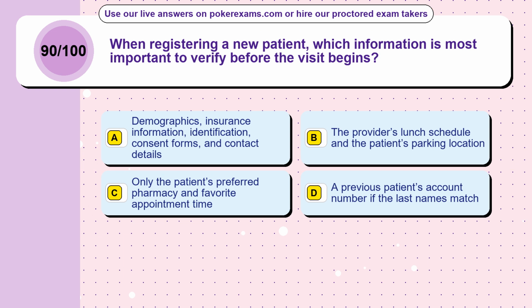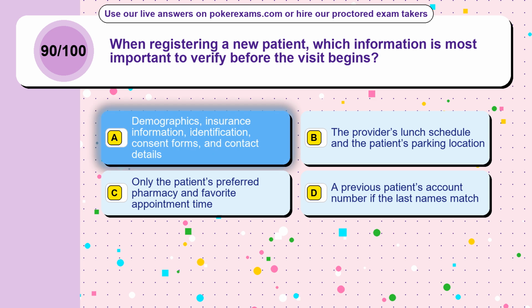Question 90. When registering a new patient, which information is most important to verify before the visit begins? Option A. Demographics, insurance information, identification, consent forms, and contact details. Option B. The provider's lunch schedule and the patient's parking location. Option C. Only the patient's preferred pharmacy and favorite appointment time. Option D. A previous patient's account number if the last names match. The correct answer is option A. Demographics, insurance information, identification, consent forms, and contact details.